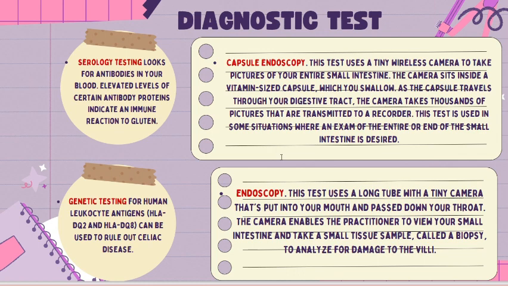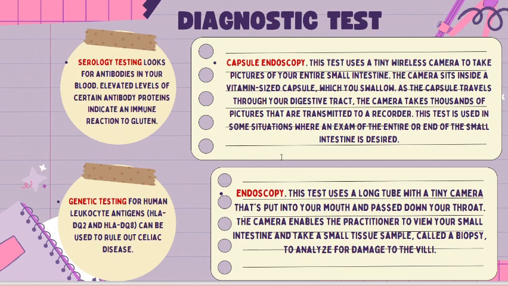Capsule endoscopy. The test uses a tiny wireless camera to take pictures of your entire small intestine. The camera sits inside a vitamin-sized capsule, which you swallow as the capsule travels through your digestive tract. The camera takes thousands of pictures that are transmitted to a recorder. This test is used in some situations where an exam of the entire or end of the small intestine is desired.